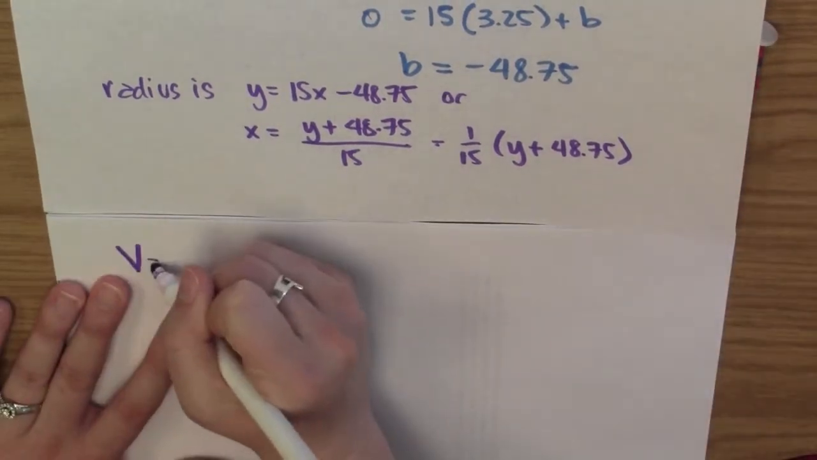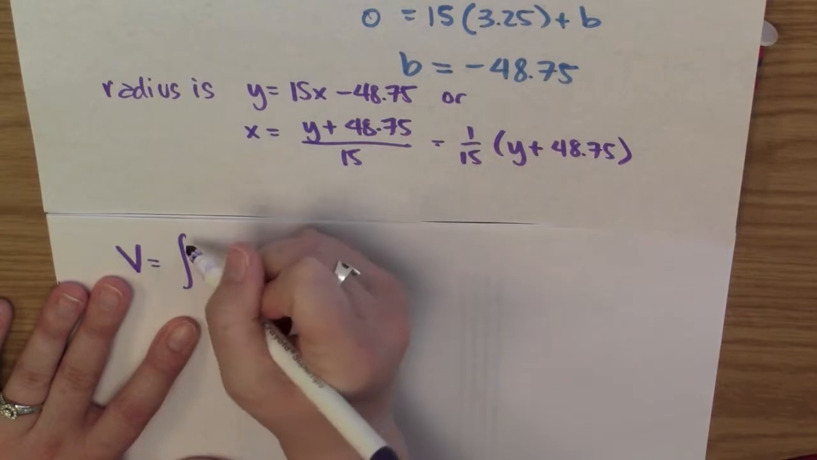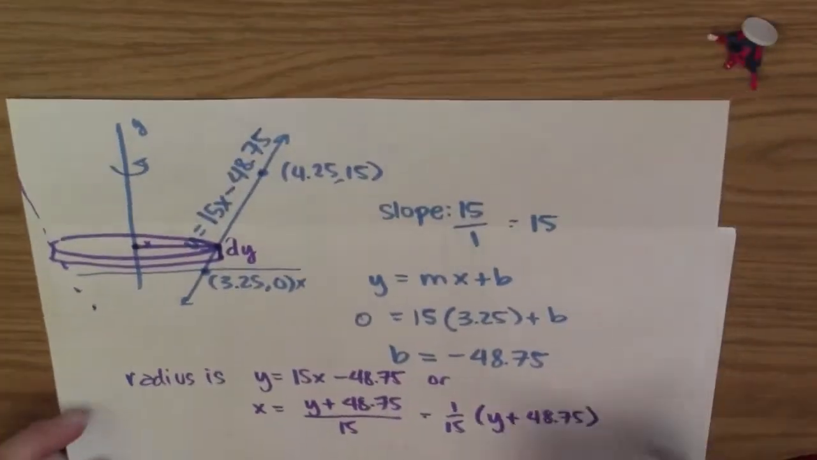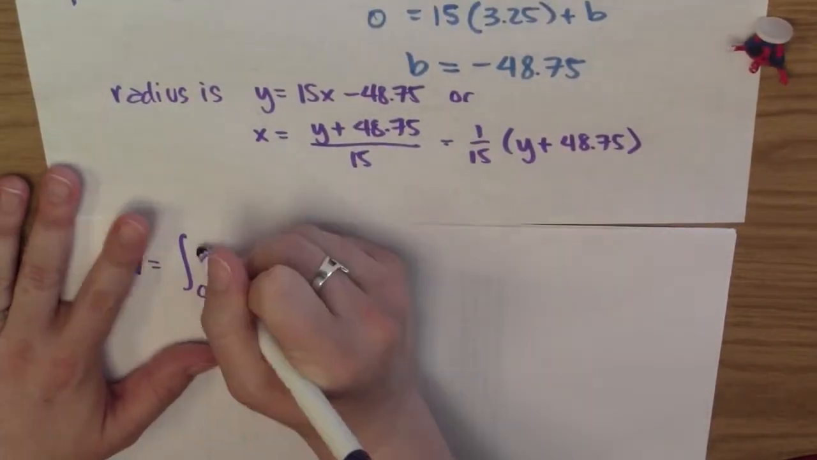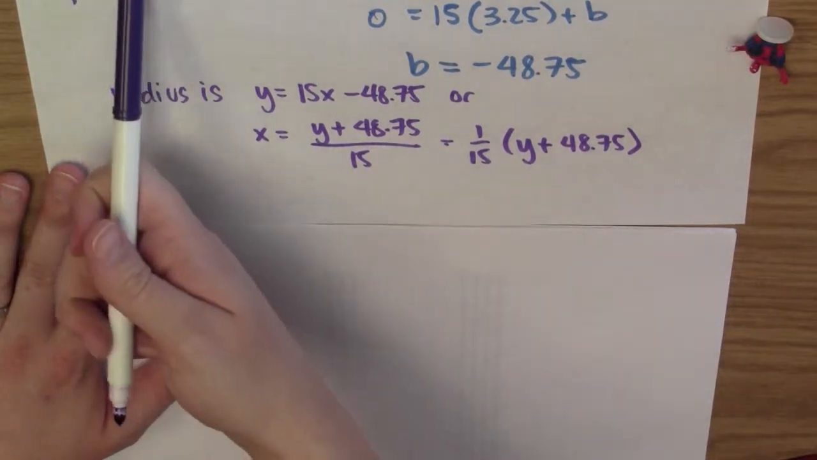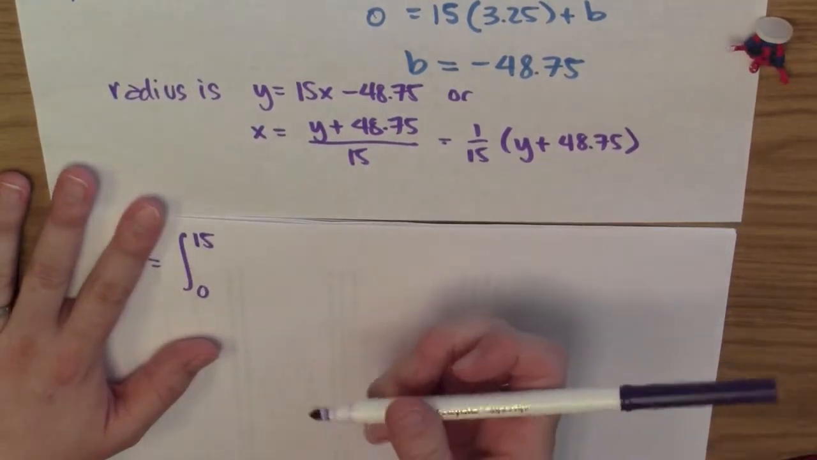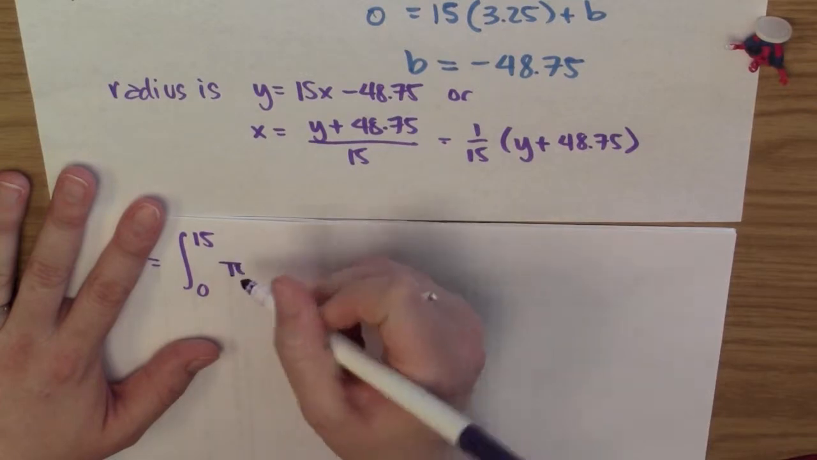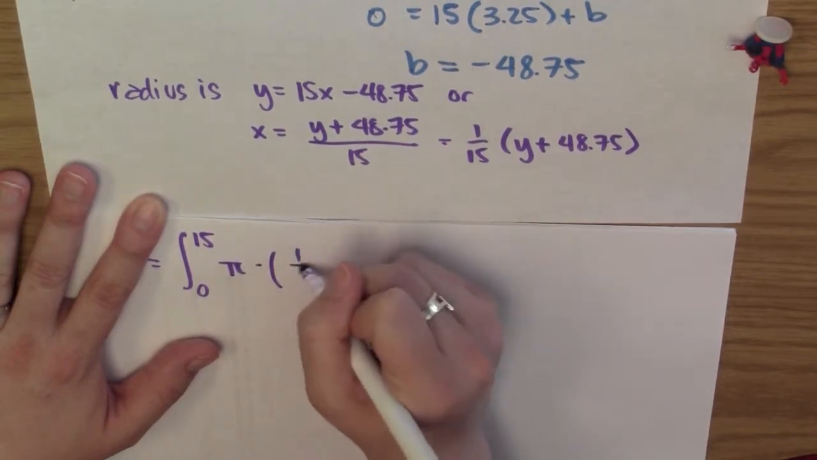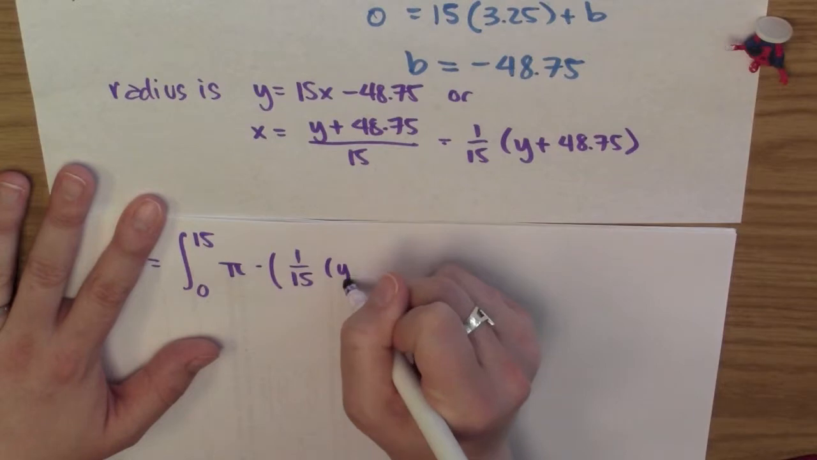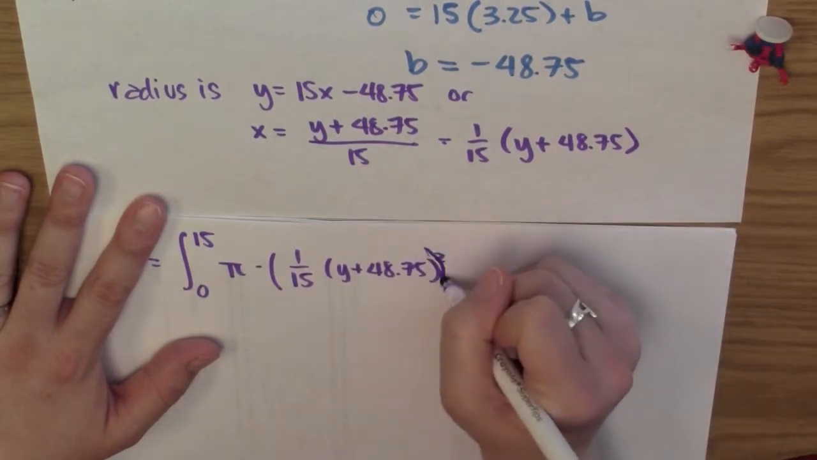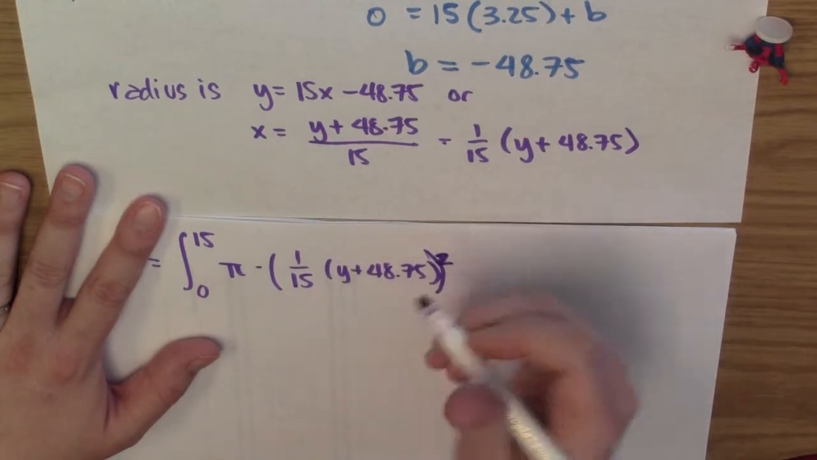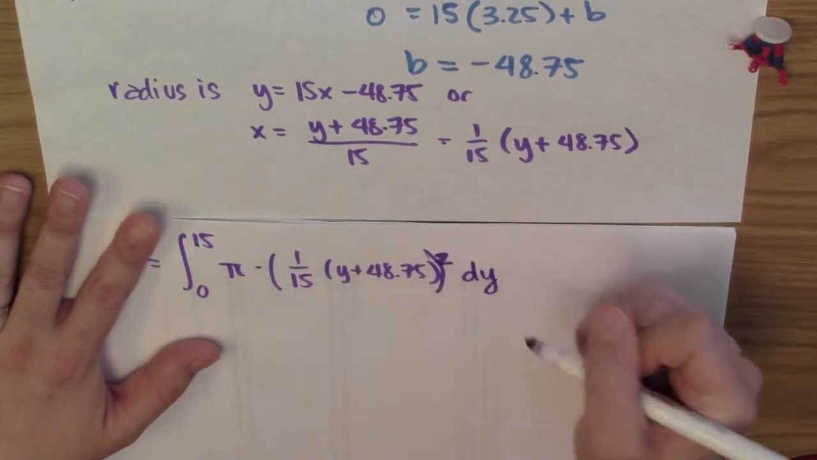So the volume is, well, I'm going to integrate. And where am I going to integrate from? Well, the smallest y value that I have is 0, and the biggest y value that I have is 15. So I integrate from 0 to 15 the volume of all my little discs. Well, the volume of the disc is pi times the radius of the disc, which we just figured out, 1/15 times (y plus 48.75), squared, radius squared, pi r squared, times the height, which is dy.